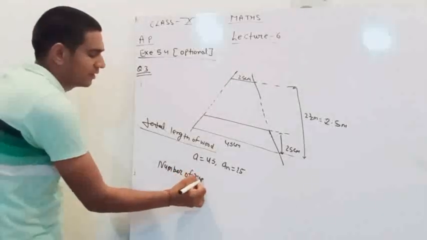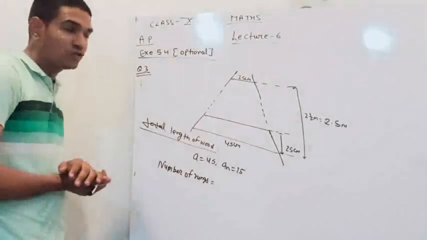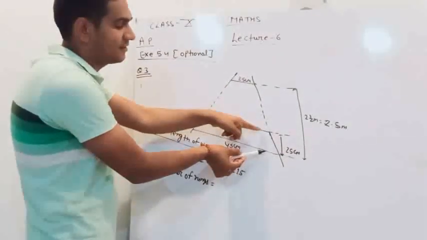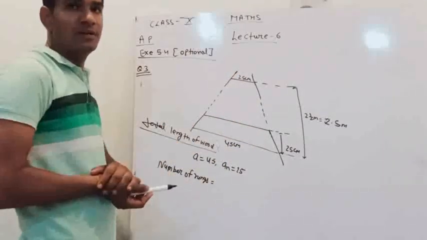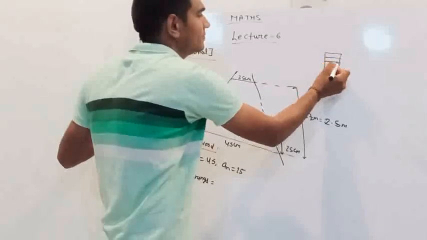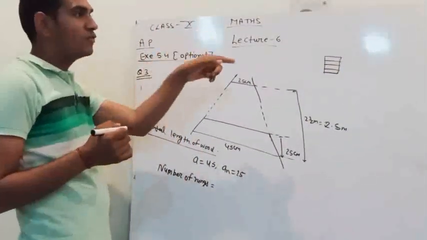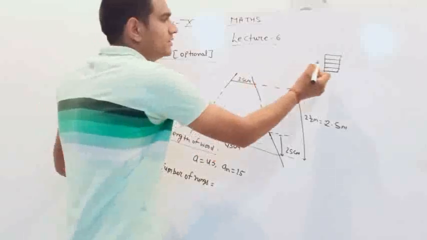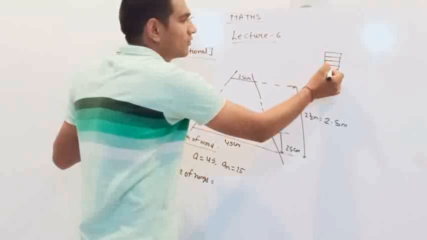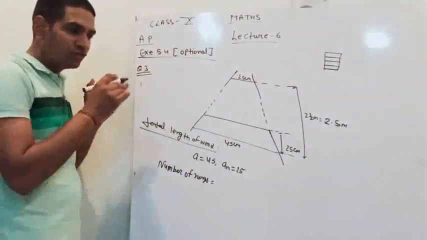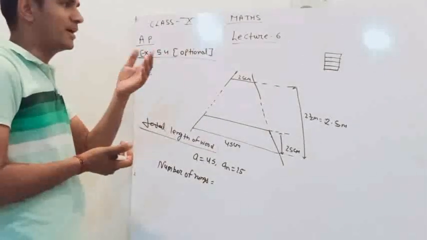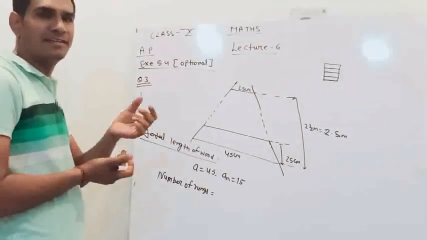Number of rungs is equal to total length of the ladder divided by the distance between the two rungs plus 1. Why will we do plus 1 here? Suppose that is a ladder. So how many wooden sticks will we use here? 1, 2, 3, 4, 5. And number of blocks 1, 2, 3, 4. So will the number of wooden sticks be 1 extra than the number of blocks or not?